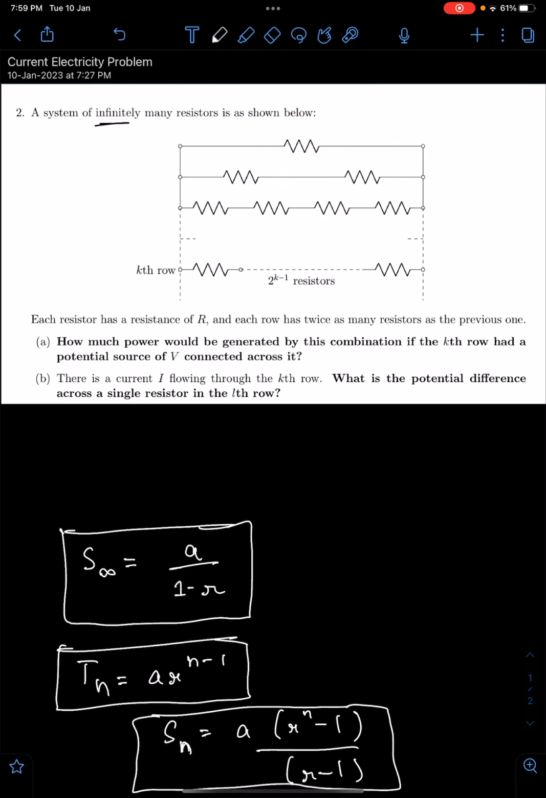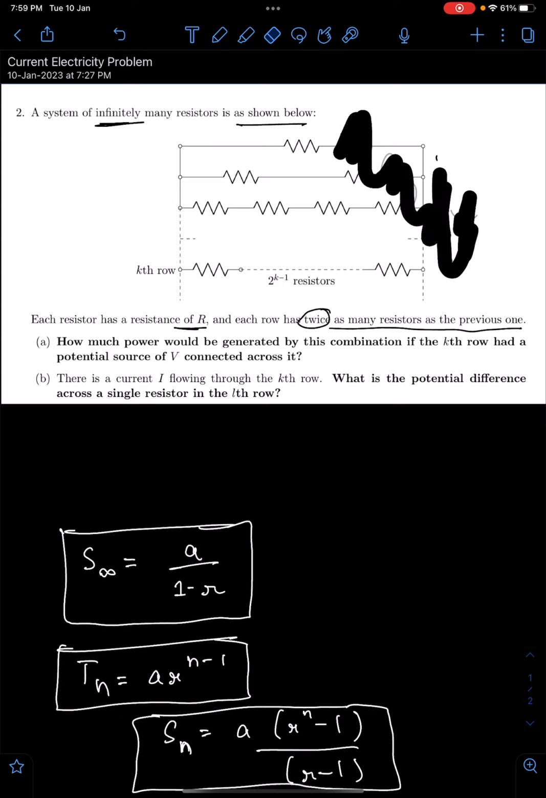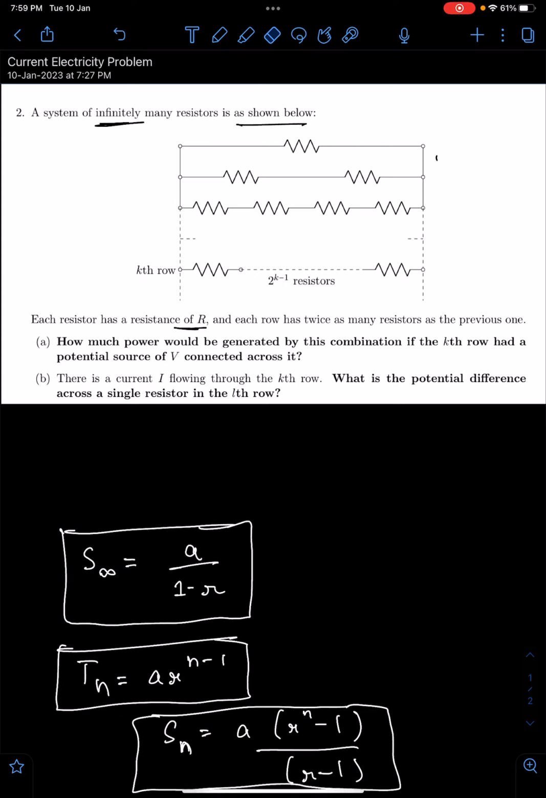A system of infinitely many resistors is shown below. Okay, infinite resistors. Each resistor has a resistance of R. Each row has twice as many resistors as the previous one. So twice as many resistors. So if this has 1, this has 2, this has 4. You guys see, right? What is this becoming? This is becoming a GP, right? An infinite GP.